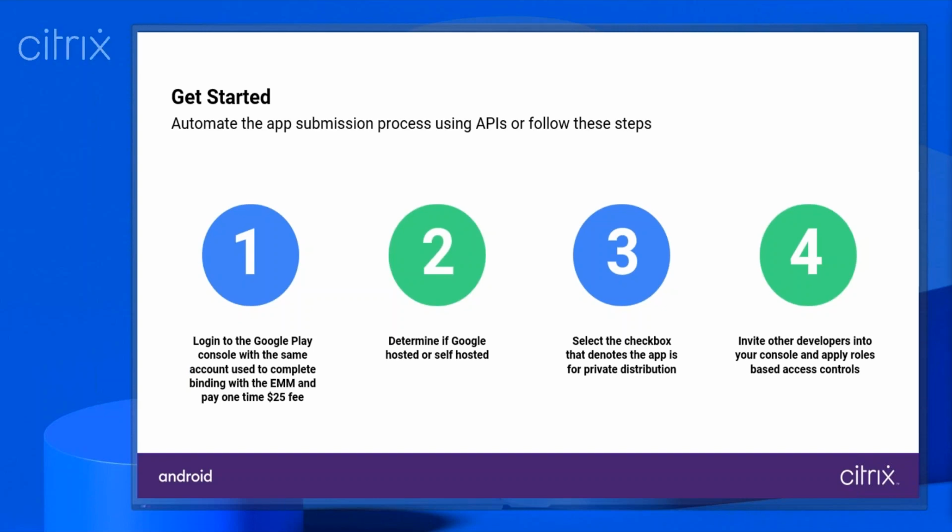There are other ways where you don't need to pay anything if you upload them, for example, using the iframe. But you also need to determine if you want to do a Google-hosted application or if you want to host the application yourselves. There are some benefits and some challenges if you want to host them yourself, but there might be a valid reason to do so. You need to select a checkbox that denotes the app is for private distribution, and then you can invite other developers into your console and apply roles based on access controls. Let's take a look at the next slide on some of the advantages of hosting private apps on Google Play.